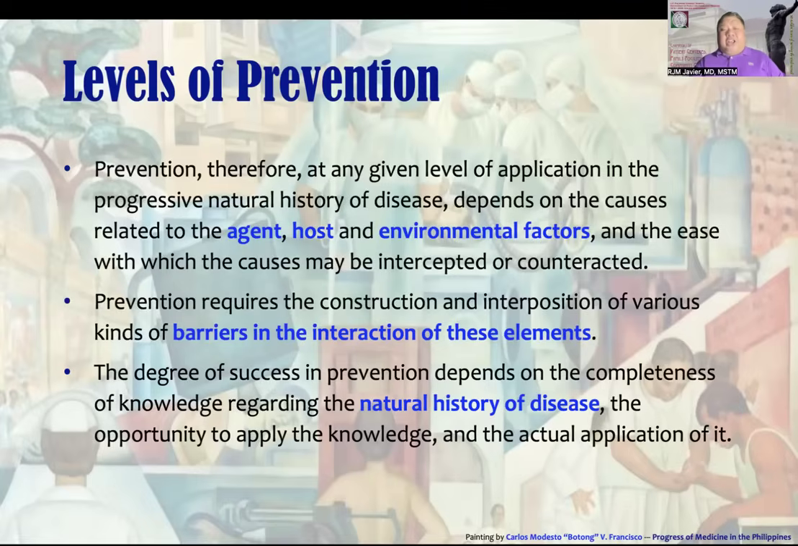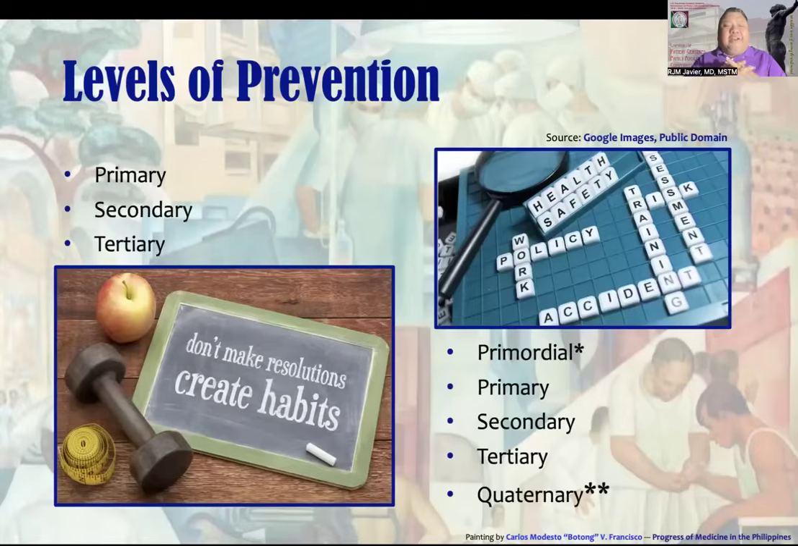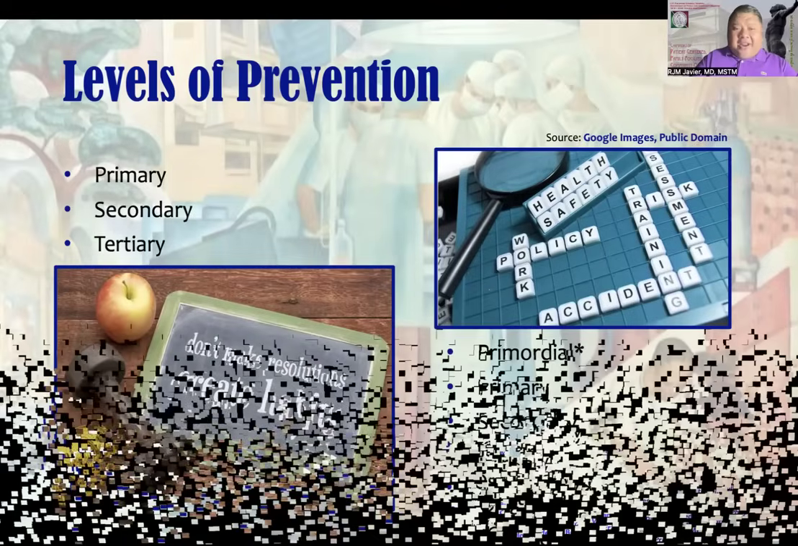Prevention requires the construction and interposition of various kinds of barriers in the interaction of these elements, and the degree of success in prevention depends on the completeness of knowledge regarding the natural history of the disease, the opportunity to apply the knowledge in actual application of it. So classically, we have your primary, secondary, and tertiary levels of prevention. However, newer textbooks in epidemiology and public health now identify two new stages, your primordial and your quaternary.